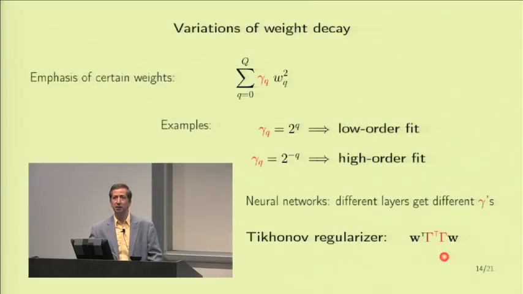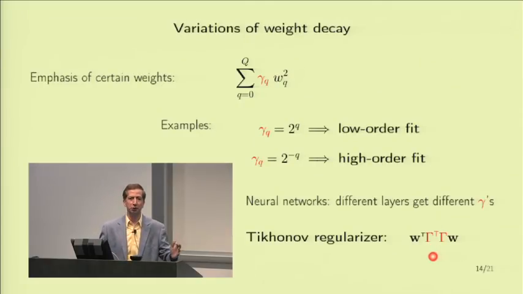And by the proper choice of the matrix gamma in this case, you will be able to get weight decay, you will get the low order, high order, and many others that are fitting that. And studying this form is very interesting because you cover a lot of territory using it. Okay? So these are some variations.